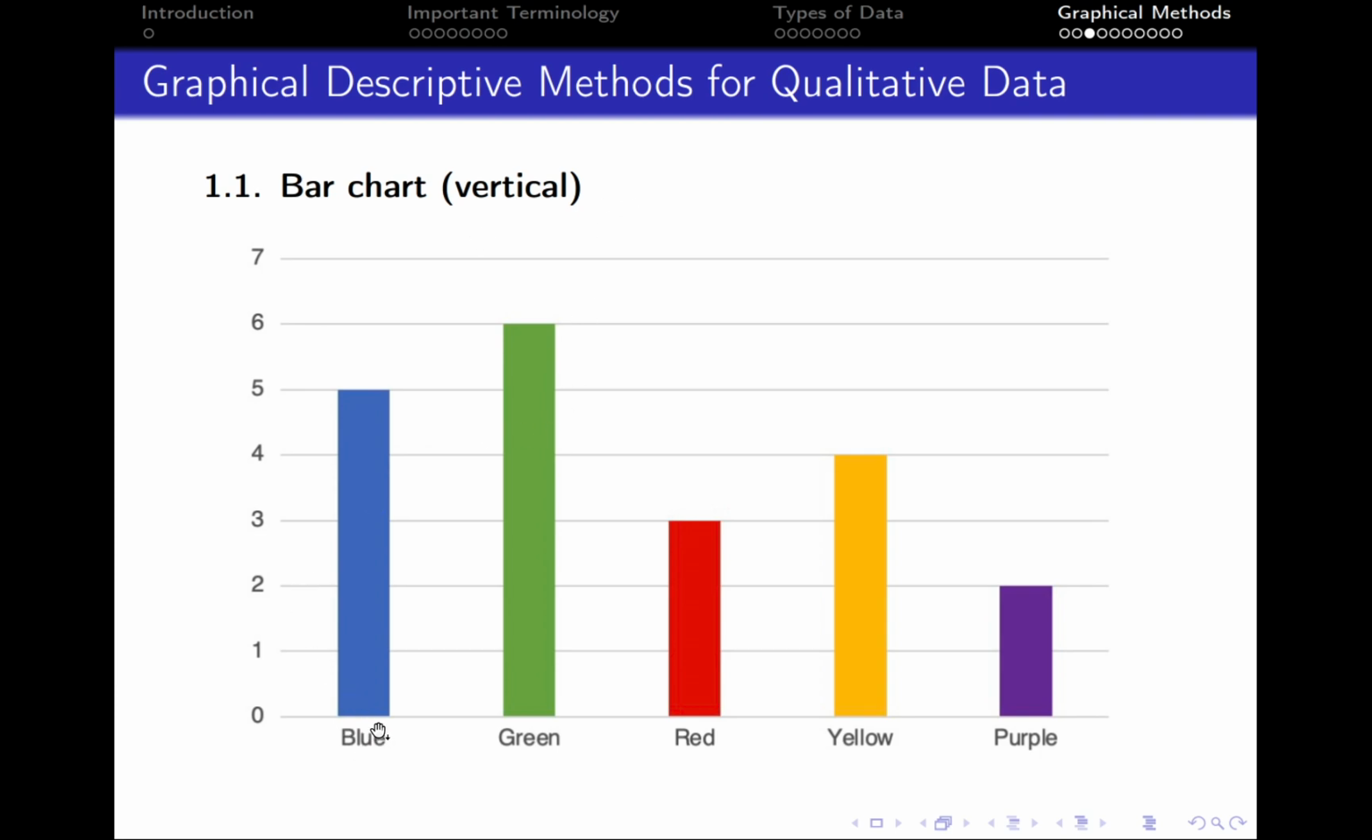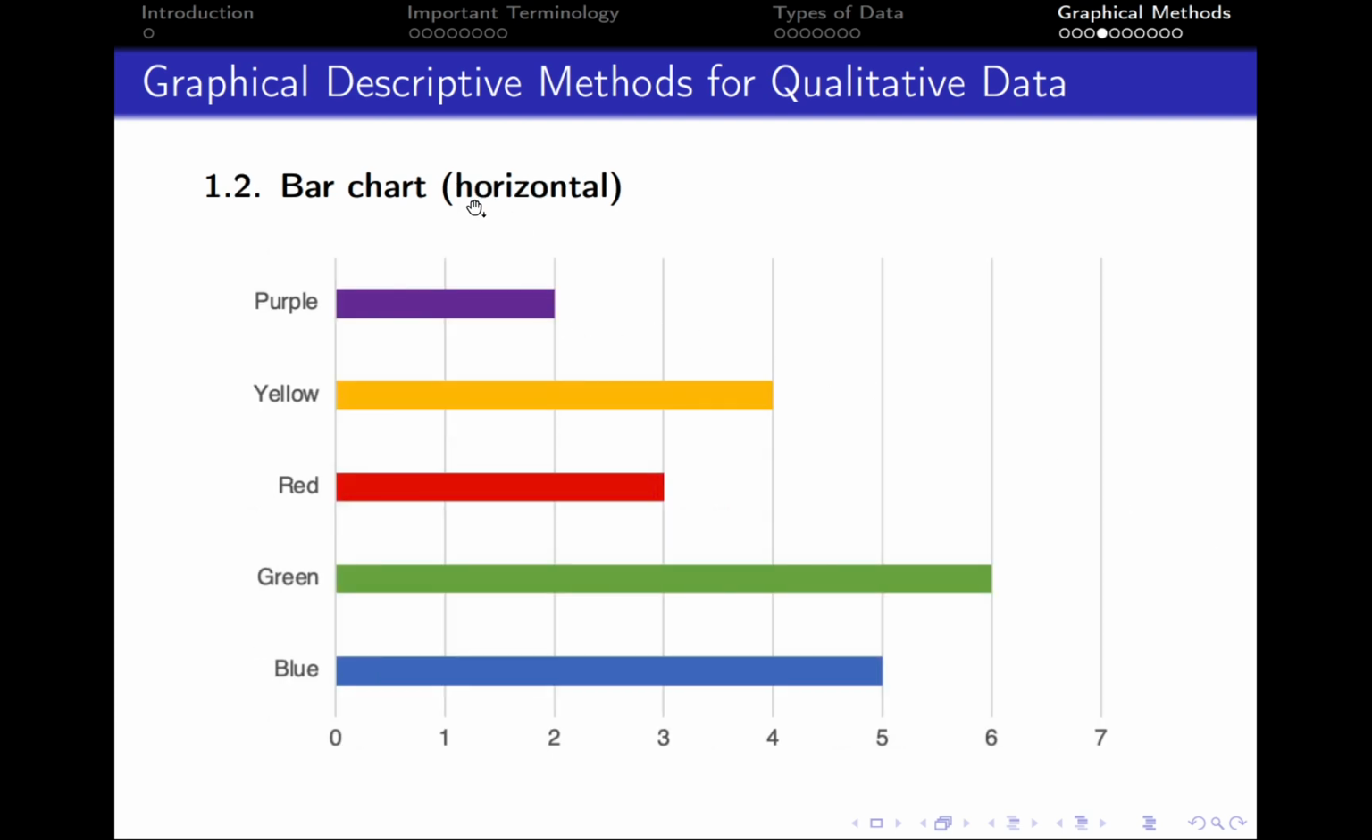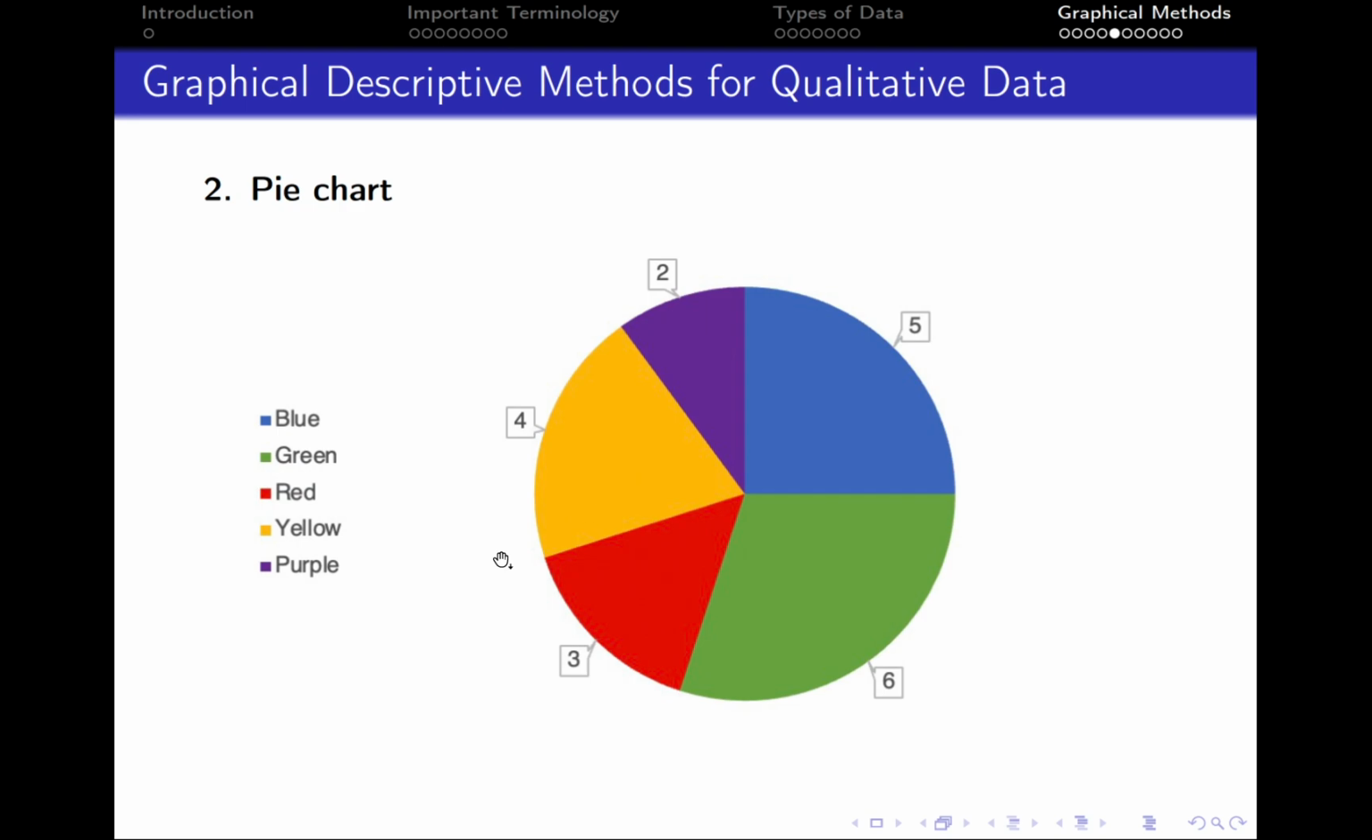So from this chart, we get that 5 people responded that they liked blue color, 6 people responded that they liked green color, 3 people responded that they liked red color, and so on and so forth. This graph can also be presented in a horizontal way. So here we get that 2 people responded that they liked purple color, 4 people responded that they liked yellow color, and so on and so forth. We can also make a pie chart. And from this graph, we get that 4 people responded that they liked yellow color, 2 people responded that they liked purple color, 5 people responded that they liked blue color, and so on and so forth.